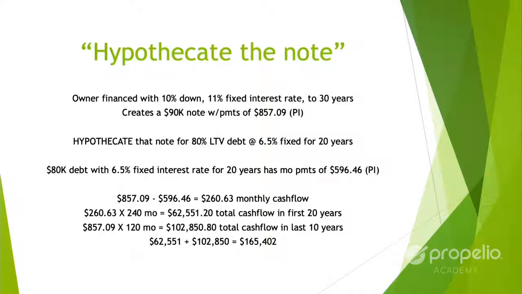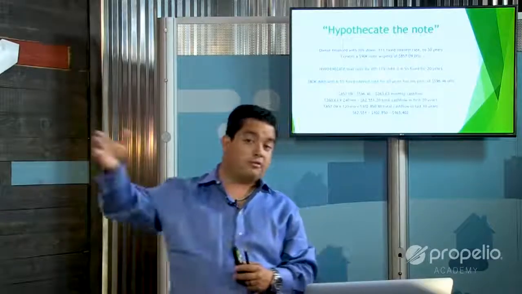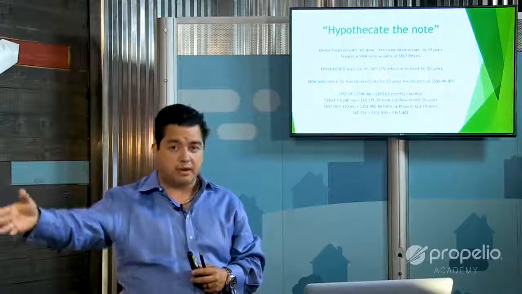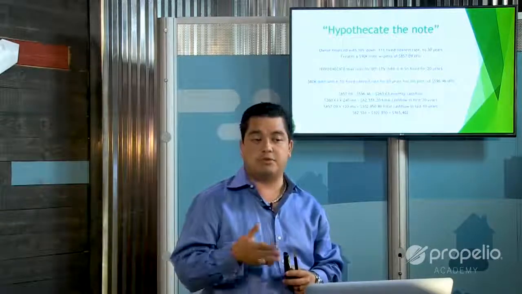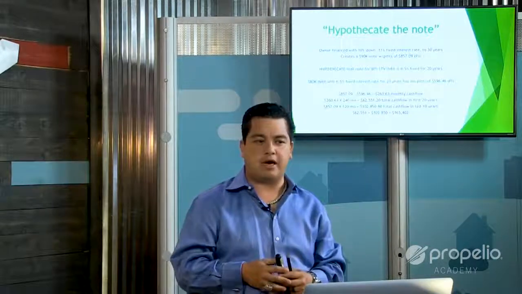Now, what happens if your owner finance buyer stops paying? Well, you have an $80,000 debt with the bank. You've got to figure out how to continue making those monthly payments. You may have to foreclose on your owner finance buyer, but you still have to continue making your monthly mortgage payments to the bank. So kind of keep that in mind.